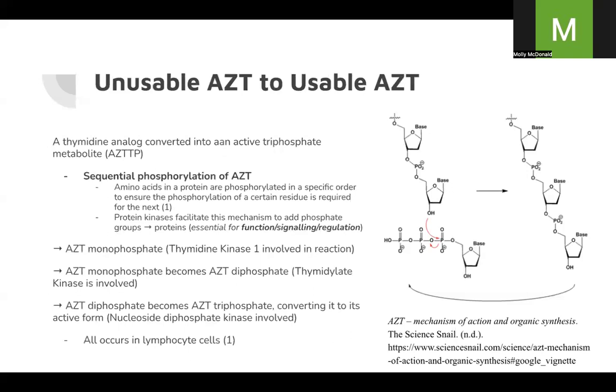So, the process of AZT being turned into a usable form. AZT is a thymidine analog that is converted into an active triphosphate metabolite, which is also known as AZTTP, as previously mentioned, and this occurs through the sequential phosphorylation of azidothymidine. This essentially is when amino acids of a protein are phosphorylated in a specific order, which ensures the phosphorylation of a certain residue is required for the next step.